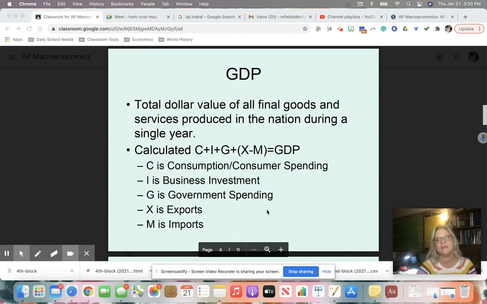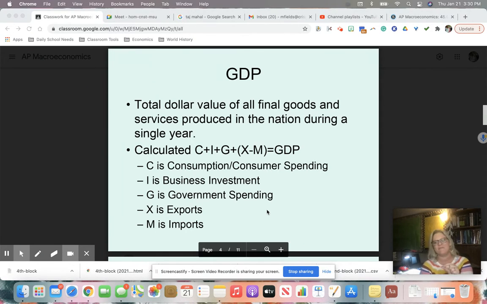So the first one is GDP, which is gross domestic product. And so when I ask you what GDP is, a lot of you are going to say GDP is gross domestic product, but GDP is just the acronym for gross domestic product. If I ask you what GDP is, I want you to tell me that it is the total dollar value of all final goods and services produced in the nation during a year. All right.